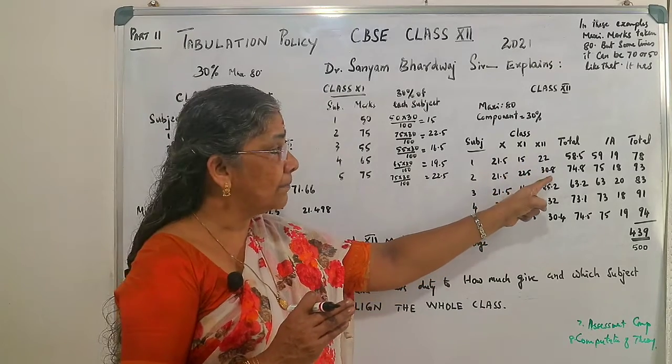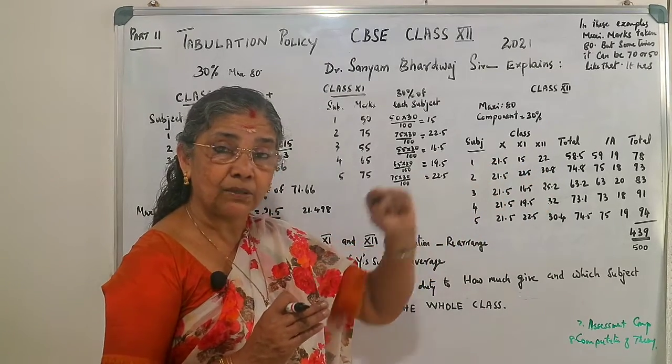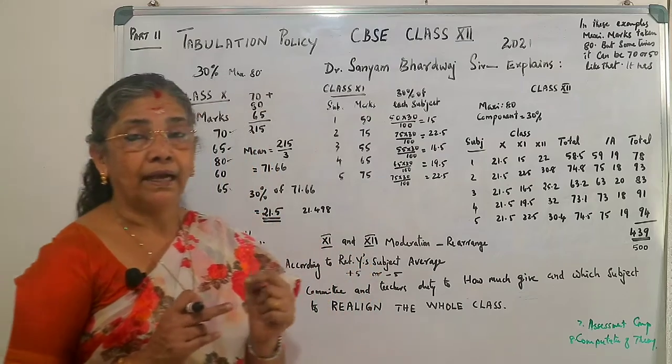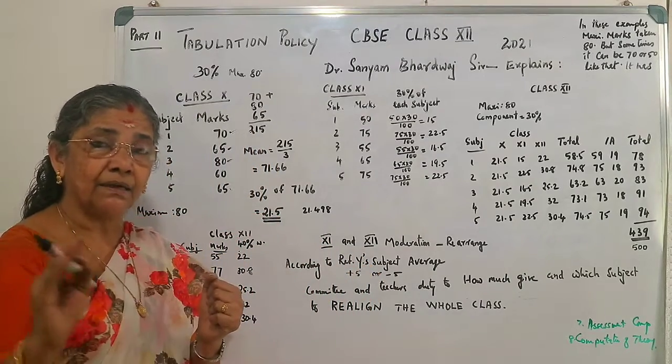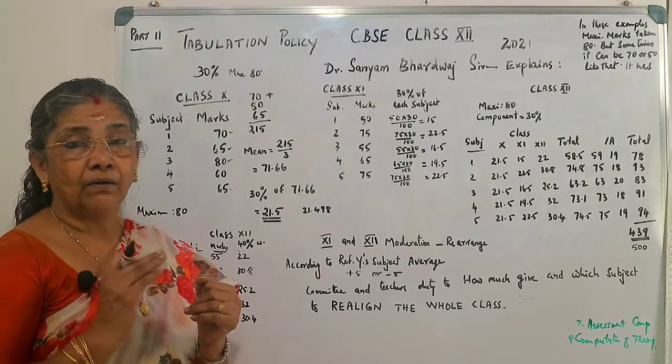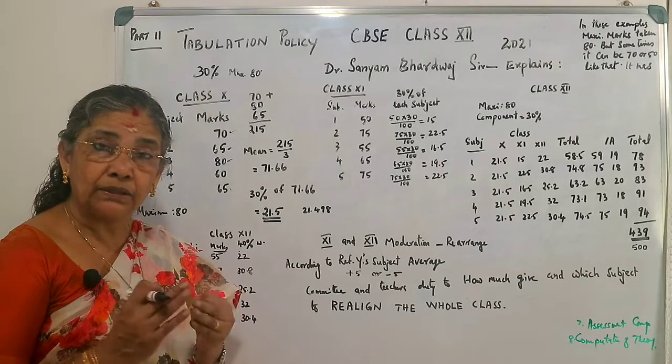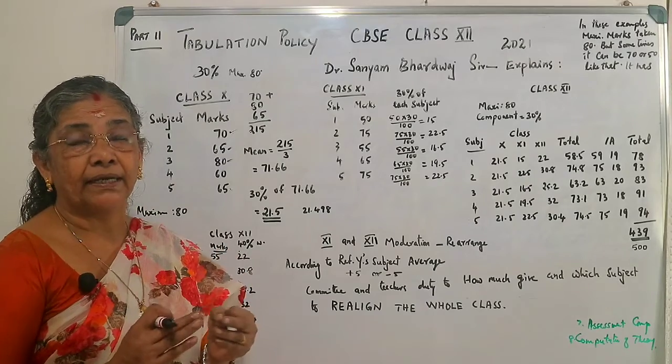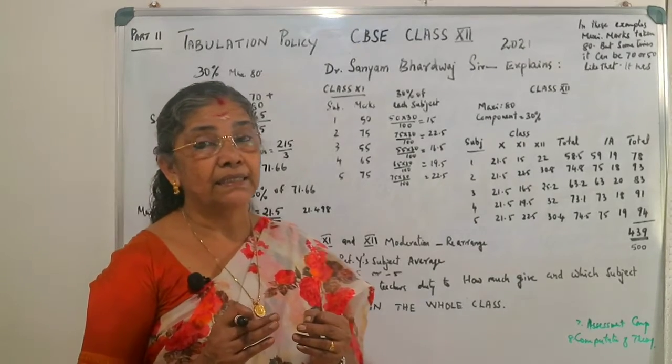Then the accountancy mark in the plus 2. Accountancy mark in the plus 2, how will we calculate? Either based on the best unit test, or the average marks, or the pre-board mark, or the midterm mark, together or best or average, you can take. That is according to the discretion of the subject teachers and the committee.